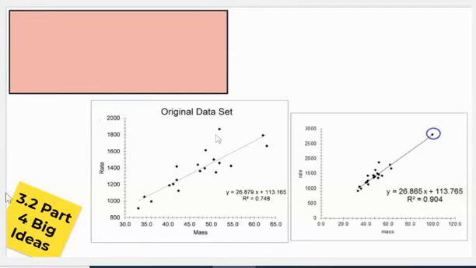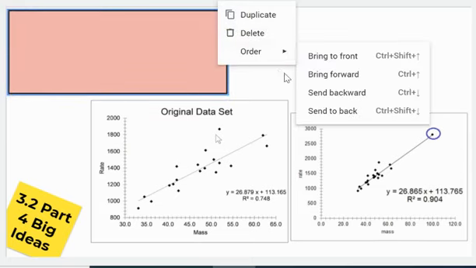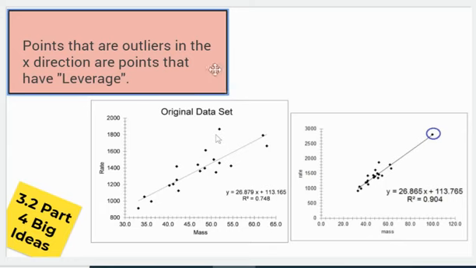Hey everyone, in this video we're going to be looking at the big ideas for section 3.2 part 4. And we want to start off by looking at particular types of points. In this case, we're going to be looking at points that have leverage. So let's first look at leverage points and what does that mean?